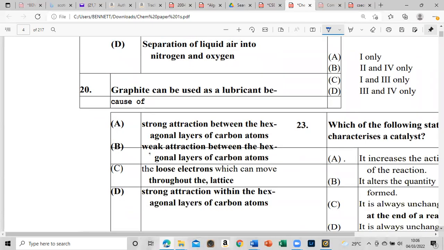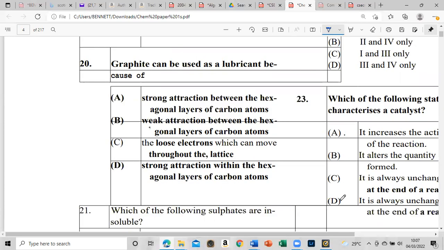Number 20, graphite can be used as a lubricant because of: A, strong attraction between hexagonal layers of carbon atoms; B, weak attraction between hexagonal layers of carbon atoms; C, loose electrons which can move through the lattice; or D, strong attraction within the hexagonal layers of carbon atoms. So that would be B.